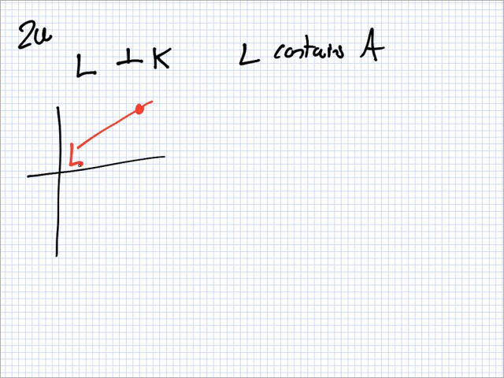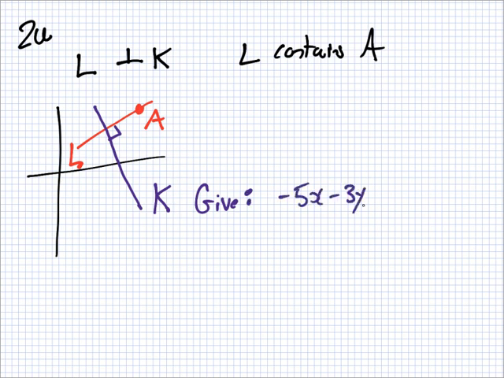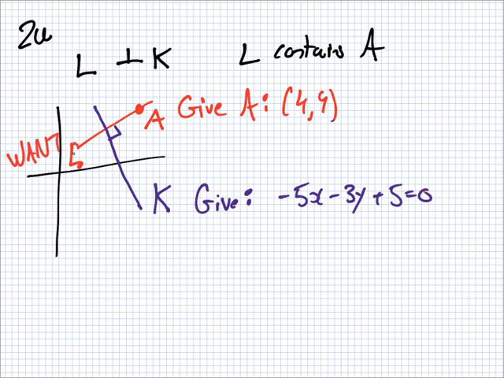Do I have this right? You have K. Find the equation of L. Yeah, we have K. So L has A on it, and K is like this. It's perpendicular. And I give you K, don't I? What do I say K is? Minus 5x minus 3y plus 5 equals 0. And I give you A. It's 4, 9. And I want the L here, this line.